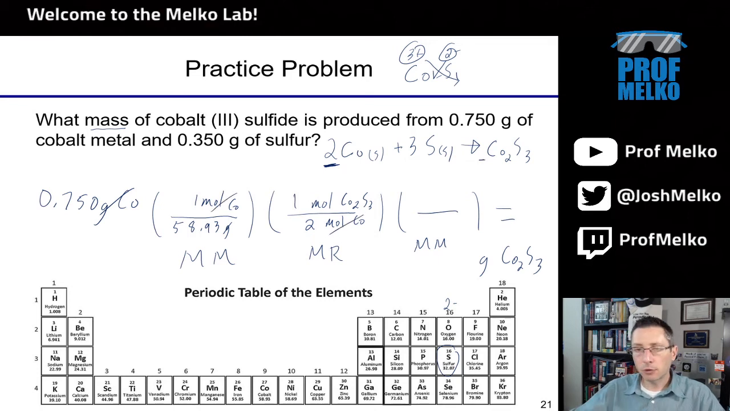And lastly, I need the molar mass now of cobalt sulfide. So I get that again from the periodic table, 58.93 times 2 plus 32.07 times 3. I get a molar mass here of 214.07 grams per mole. And now I multiply everything across the top, divided by the bottom.